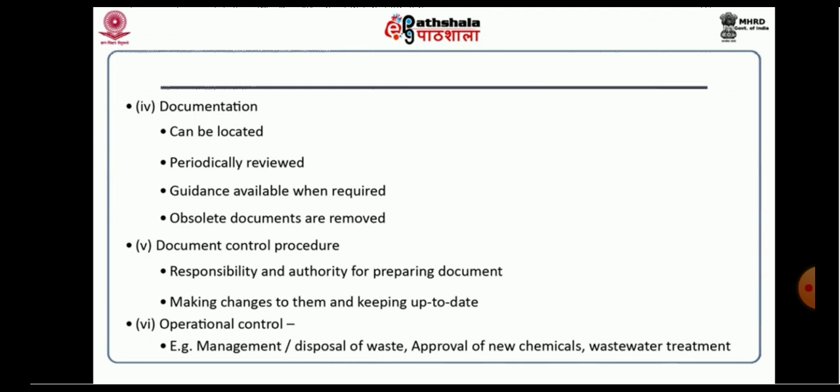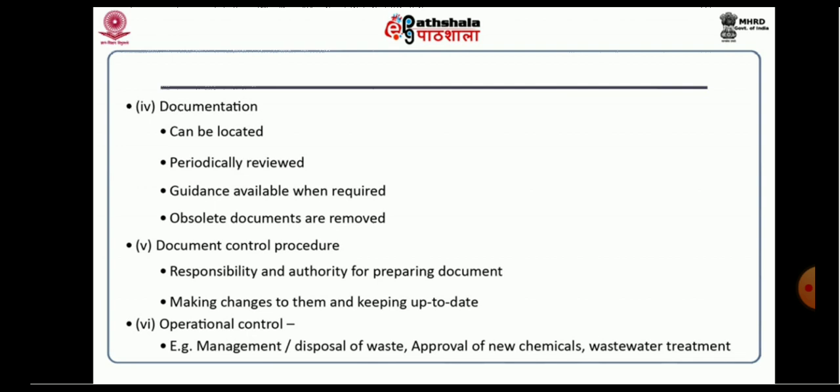And the fifth one is called document control procedure. Under the document control procedure, we have responsibilities and authority for preparing the document, making changes to them, and keeping them up to date. That is very important. Maintaining documentation is important. All the documents, all the failures, all the successes we have met so far have to be maintained, taken into account, and put into a separate documentation, like a benchmark.